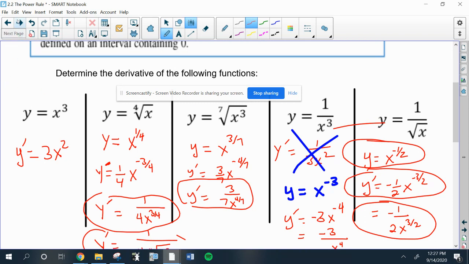So we know a lot of functions are not like that. So we're going to have to come up with new rules and properties and theorems to be able to differentiate more complicated expressions. Stay tuned to the next video.